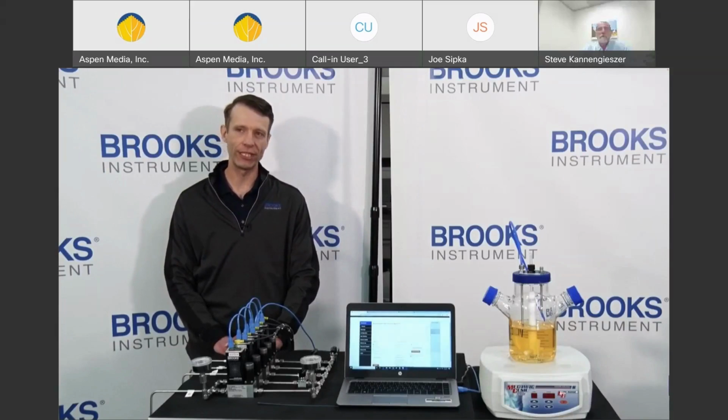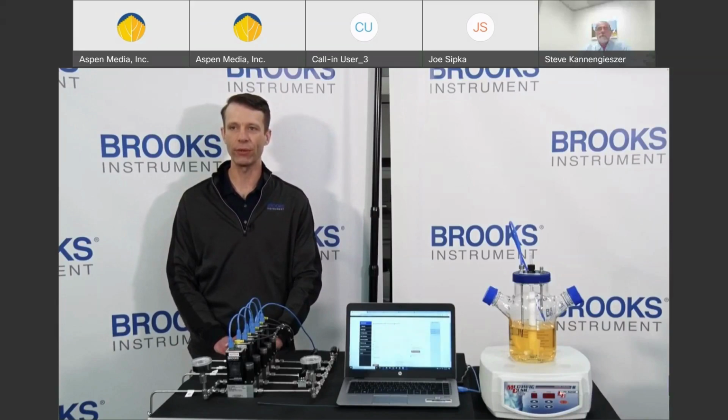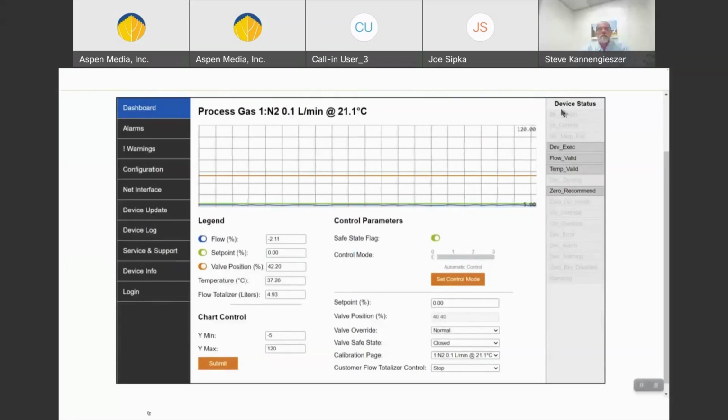There are diagnostic features in the Brooks Ethernet IP firmware that can alert end users to when a zero is recommended. It's important to note that the feature must be enabled and configured to a threshold that is optimal for each bioprocess. This screen shows a zero recommended warning that would typically come through the PLC, but in this case I'm reading through the Ethernet IP web interface. Brooks MFCs have excellent long-term zero stability.